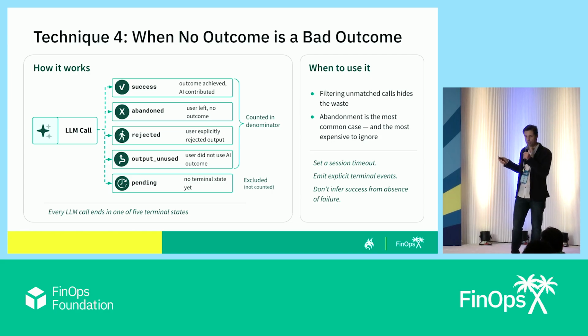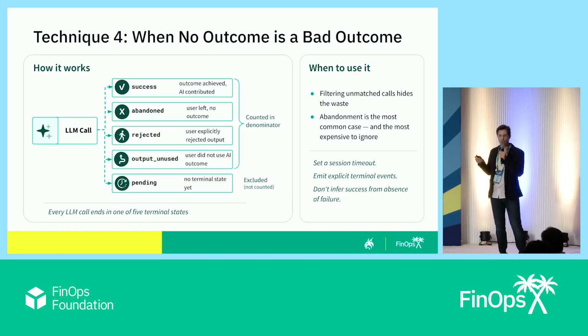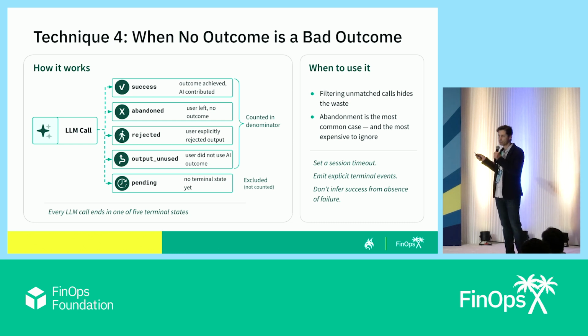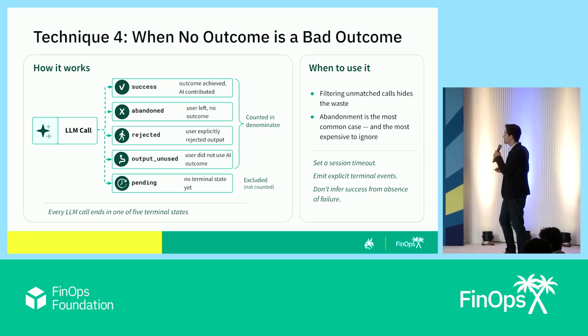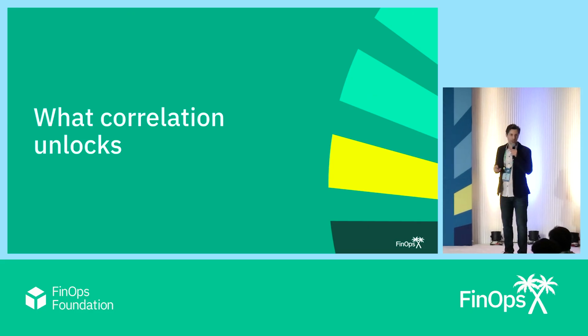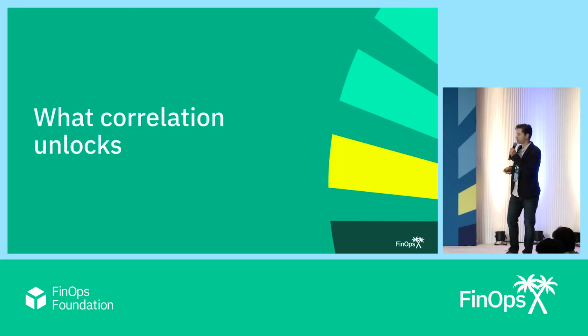So it's really, really important that when you calculate the cost per outcome, you factor in all the terminal events, not only the positive, but also the negative or the abandoned or not used ones in the denominator of that equation. Once you have a correlation of any sort, this is the type of thing that you unlock.